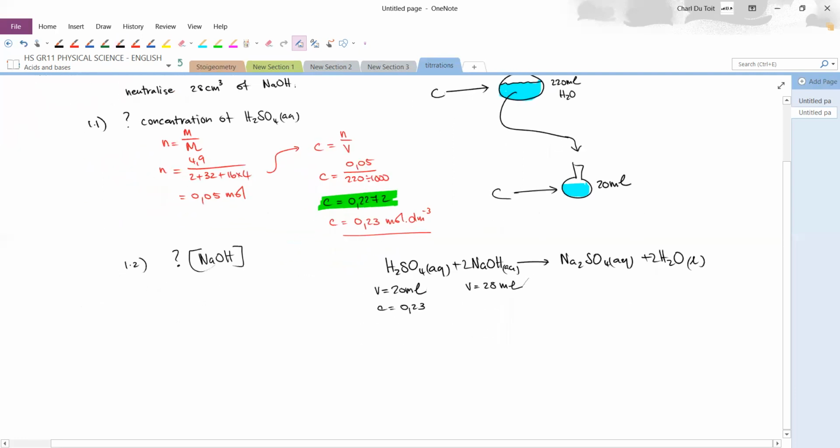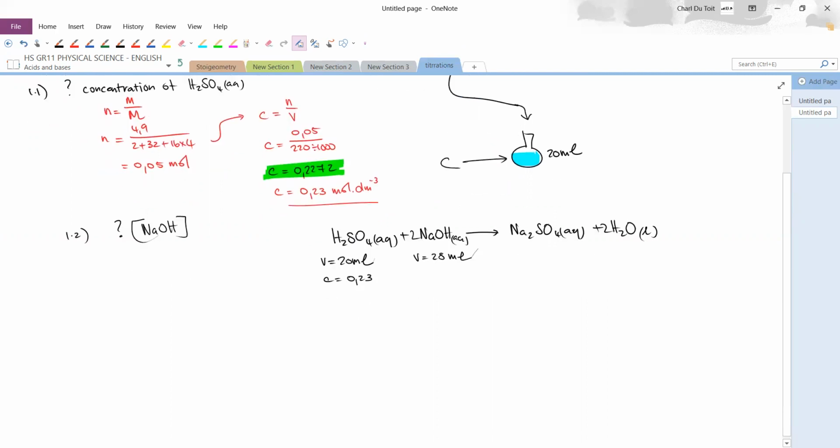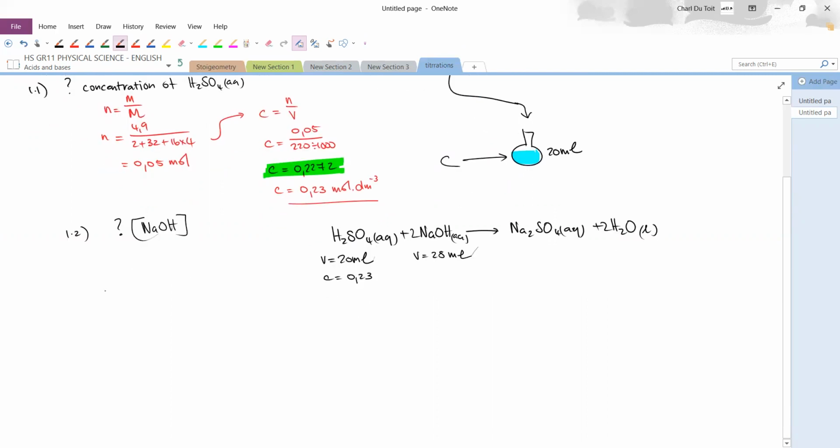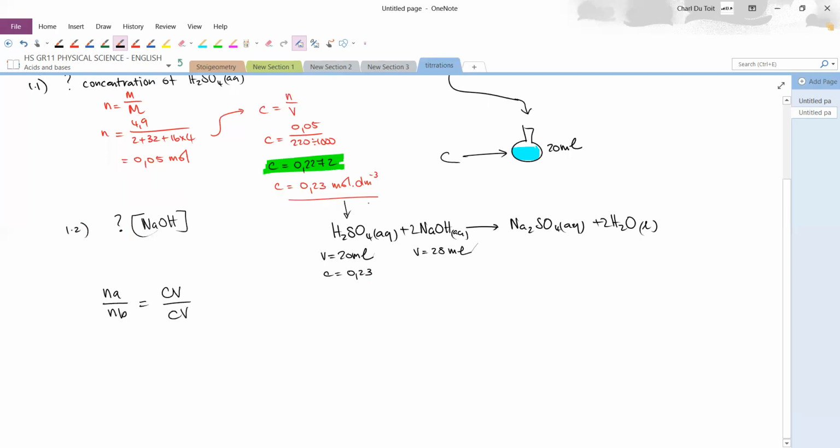So one way we can reason is by using concentration. So I can say, look, I've got the concentration of the sulfuric acid in the small jar. It's the same as in the big one. And then I can say, fine, I can use this formula: Na over Nb equals CaVa over CbVb. Now, the ratio of acid to base is 1 to 2. You see that?